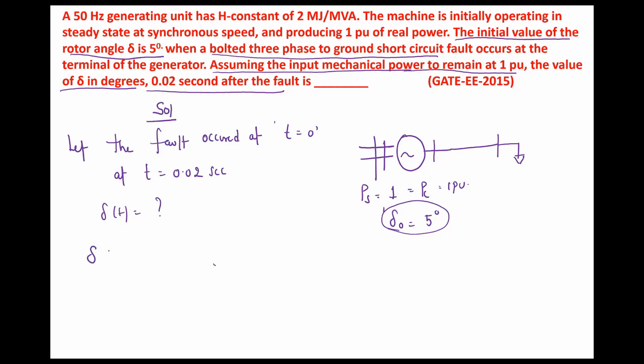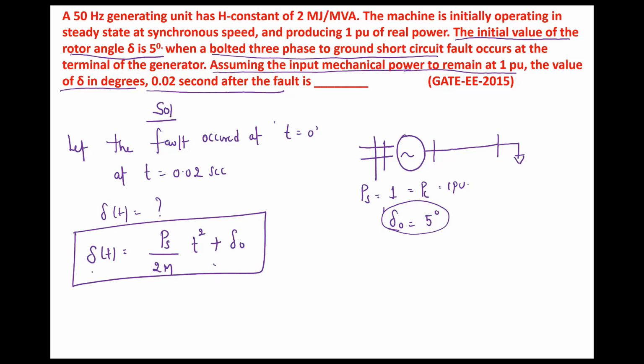So for delta of t, there is one beautiful formula which you have learned. Delta of t equals Ps by 2M into t square plus delta naught. While deriving the critical clearing time, we will get this expression. Okay. So what is the shaft power value? 1 per unit. And 2 into M, what is the per unit value of M? M per unit is given by H by pi f.